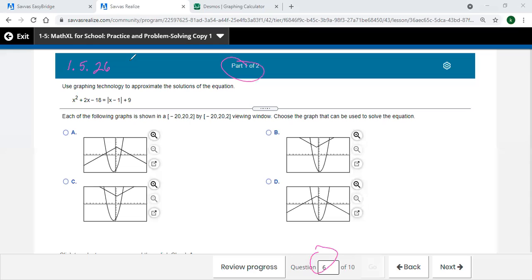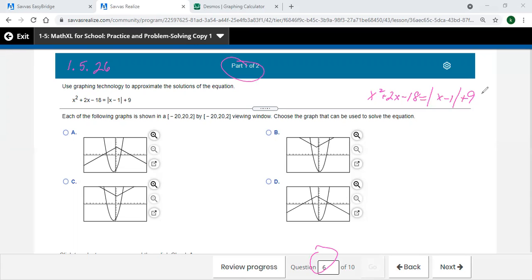When we're looking at this problem, on the left we have a quadratic. On the right we have an absolute value with a 9, and it says use graphing technology. So again, I'm just going to copy it down here so I've got it when I go over to Desmos. So it's got the x squared plus 2x minus 18 equals absolute value of x minus 1. Looks like a pretty complicated problem, but you can solve it with something like the online program Desmos.